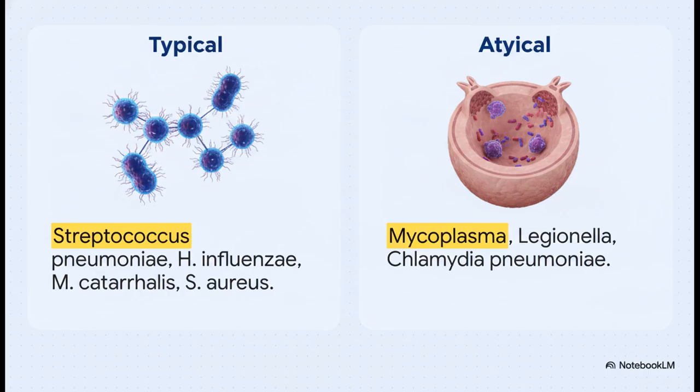But contrast that with the atypical bugs. These are more like our rule breakers. They just behave differently. Mycoplasma is a classic suspect when your patient is a young adult. Legionella, that should immediately jump to your mind if there's a history of recent travel or a known outbreak. And then, of course, we have chlamydia. Knowing this division is absolutely step 1 in our detective work.